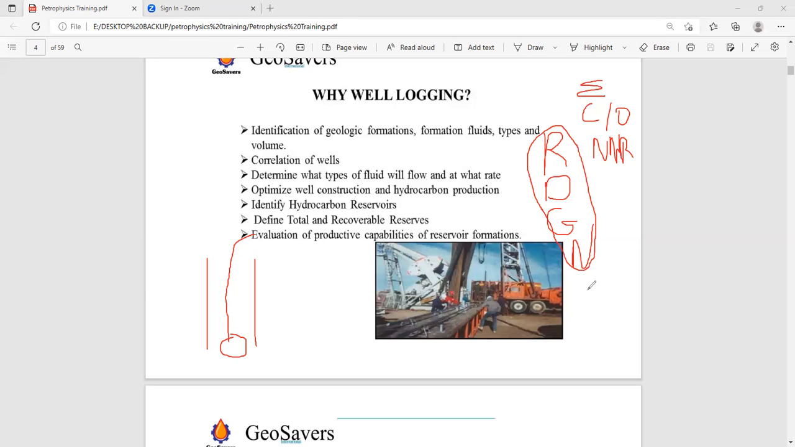If you want to go deep into it, you need to get delta T, which is the transit time. You need to get the spontaneous potential. You need to get the caliper. But once I have these four logs, it is sufficient for me to define that particular well in terms of the hydrocarbon potential. So I'm going to start with resistivity. We know that resistivity is inversely proportional to the conductivity.